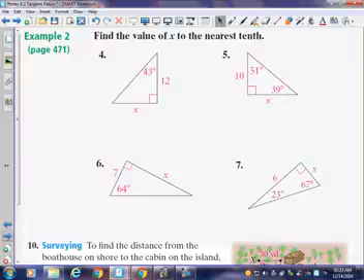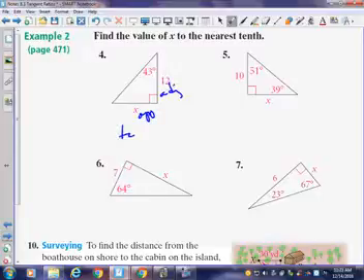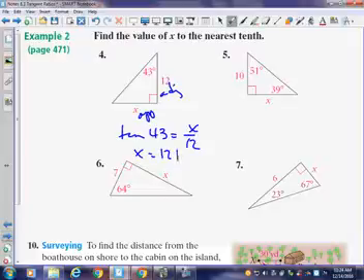Okay, so now that you have tried those yourself, let's see if you got them right. So this is opposite, this is adjacent, so we're doing tangent of 43 equals X over 12. So we're going to multiply by 12 because we're going to cross multiply to solve this question. I'm just going to show you how to set them up. You can put them in the calculator and solve them yourself.